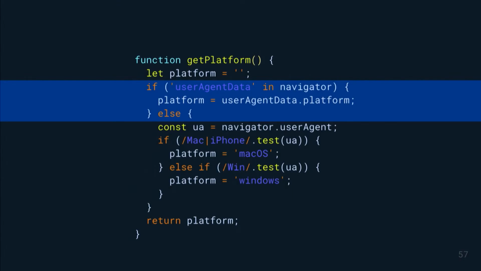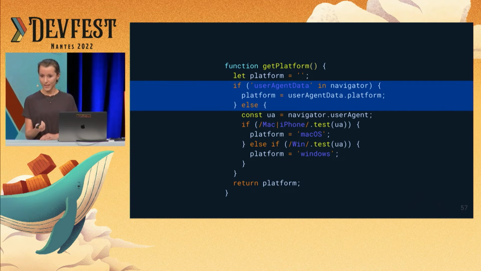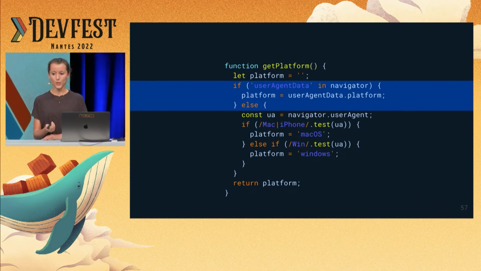What you can do instead is use user agent data when it's available to benefit from the nice DevX and the clean way to access that data with no need for parsing, and fall back to the regular user agent string when that is not available. So this can look like that. You can see here, if the user agent data is available in the navigator, I'm going to set my platform to the platform bit in the user agent data. And otherwise, this is the code I showed a few slides earlier. This is the normal user agent parsing.